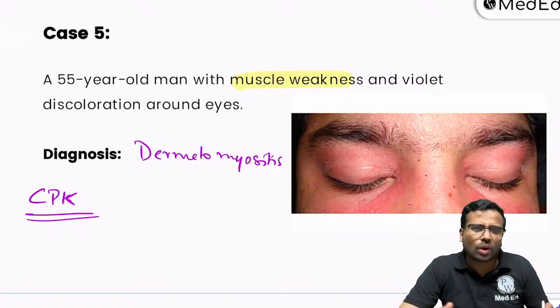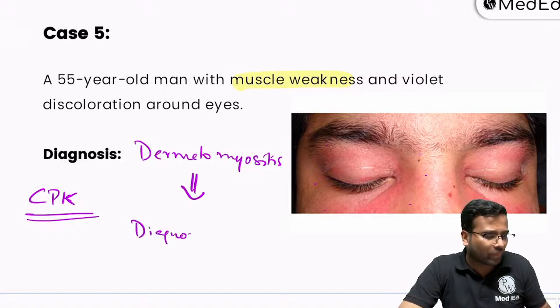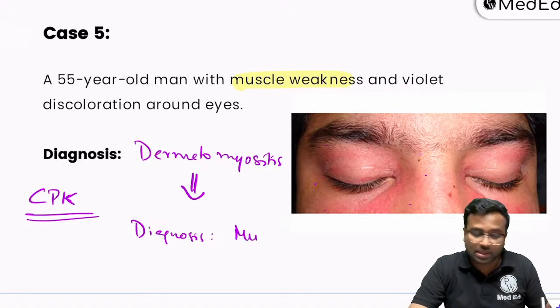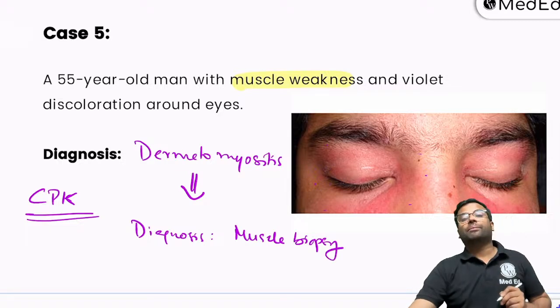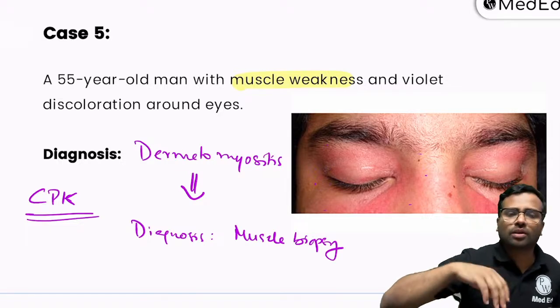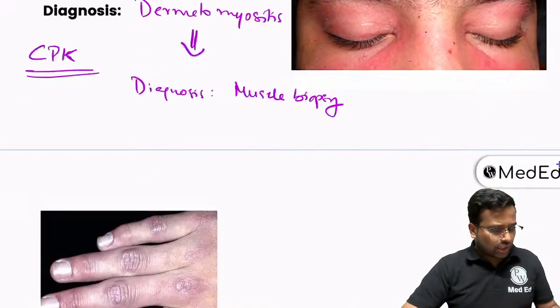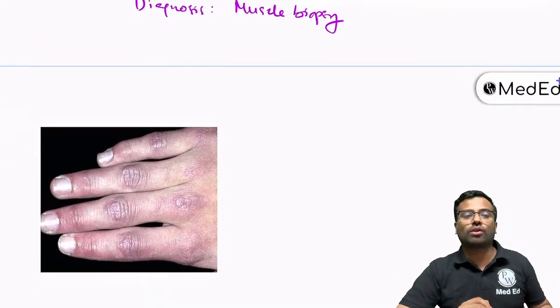Dermatomyositis. To reach a definitive diagnosis, we have to do a muscle biopsy. But in dermatomyositis, we can see a lot of other findings as well. So in this patient, you can find this one finding as well.